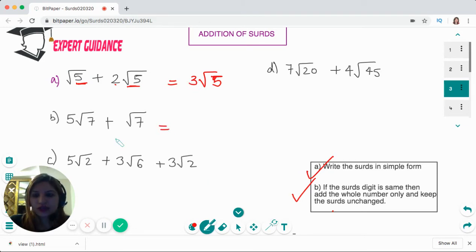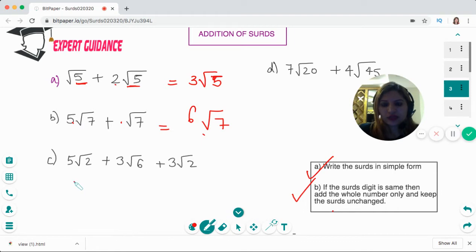Okay, let's try another one. Root 7, the surd is the same. 5 add 1 is 6. It will be 6 root 7. Now let's try this question.